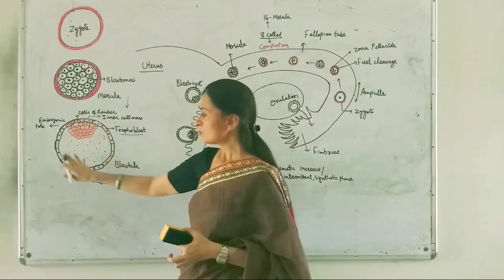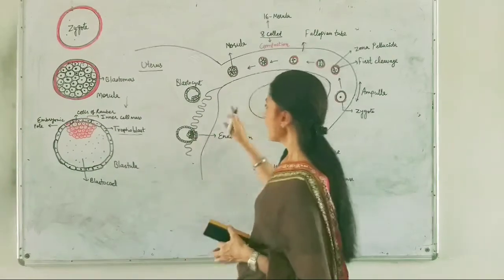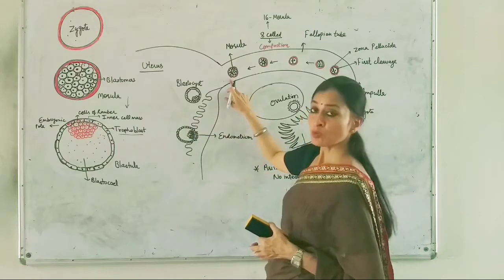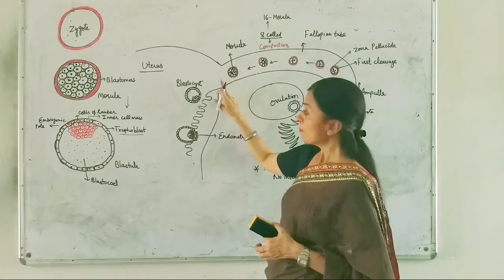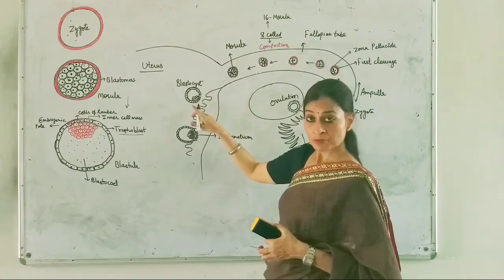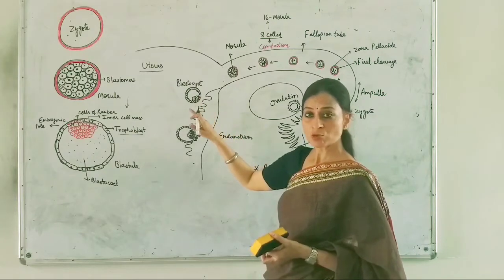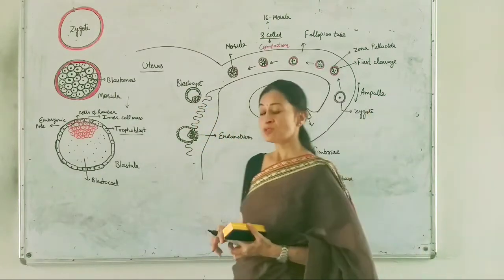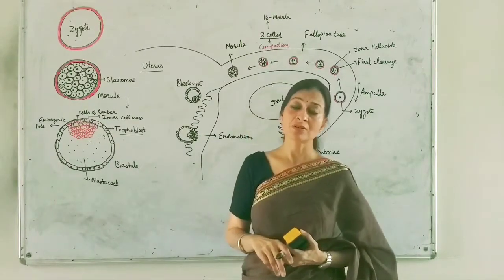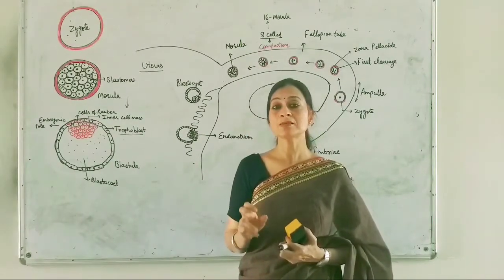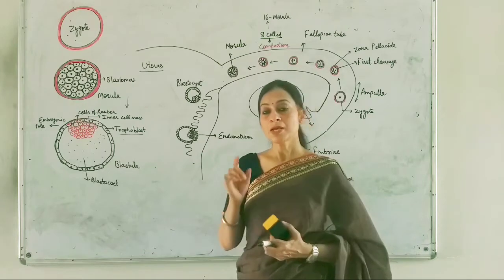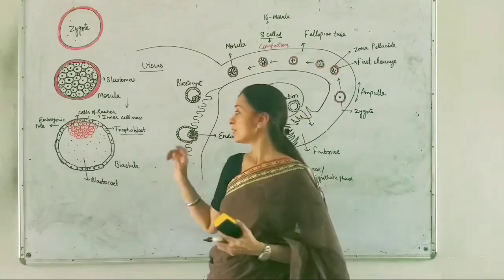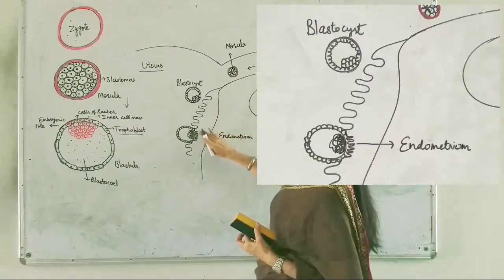So this is the blastocyst stage, and here I have shown the blastocyst stage. You can see up to the morula it is in the fallopian tube, but after differentiating into blastocyst, it is now in the uterus. Now the next very important stage that is going to take place is the implantation. Implantation is the process where this blastocyst gets attached to the uterine wall.